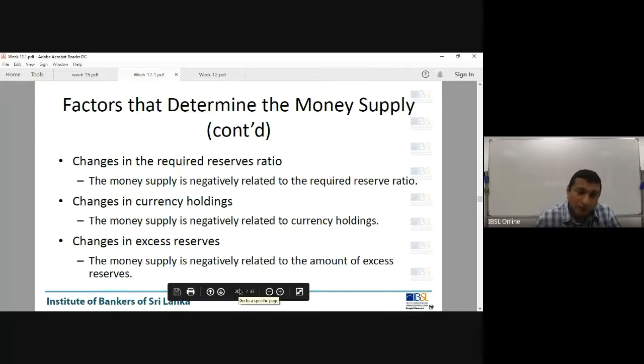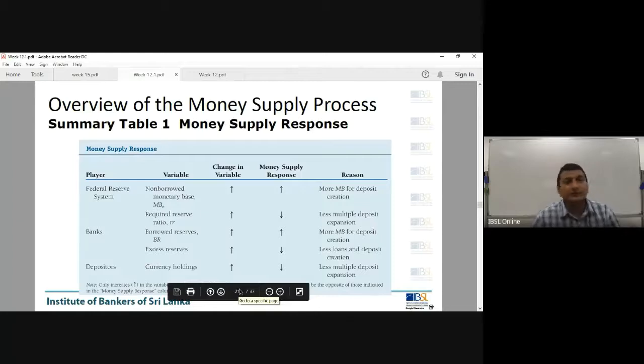So you have seen both borrowed reserves and non-borrowed reserves positively related to the money supply, whereas the required reserve ratio, currency holdings, and excess reserves are negatively related to money supply. Any increase in these negative ones would reduce the money supply, right? Whereas any increase in borrowed or non-borrowed reserves will increase the money supply. So you can recognize both positively related and negatively related elements that would help to reduce or increase money supply in this discussion.